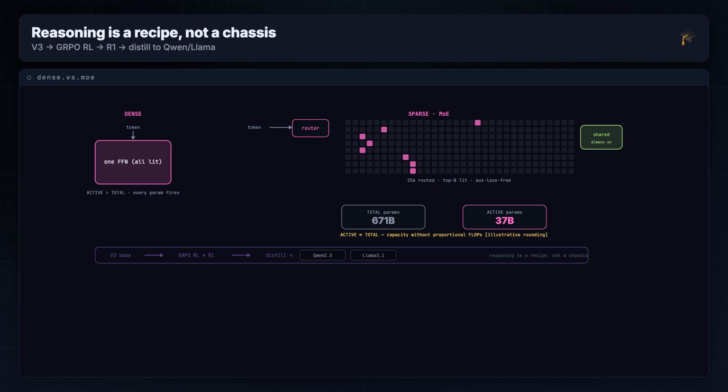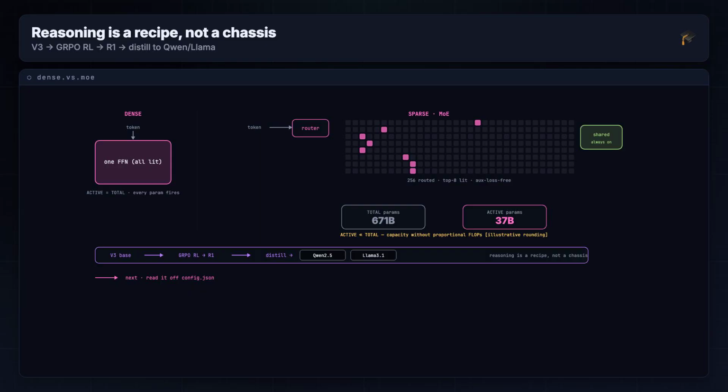One last thing to close the family story, because people confuse it constantly. DeepSeek R1, the reasoning model, is not a new architecture. It is this same MoE base taught to reason after training with reinforcement learning, then distilled into ordinary Llama and Qwen models, small enough to run on one card. Reasoning is a recipe, not a new chassis.